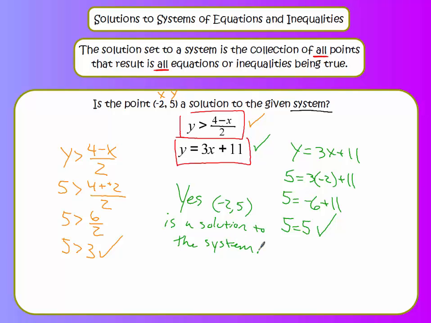Okay, and that's really all we have for today. We're just taking points and plugging them into equations and inequalities and making sure they are true. Some important vocab was the word system. And we also want to make sure that we understand what a solution to a system looks like. It's when a point works in both or all of the equations or inequalities that are present.